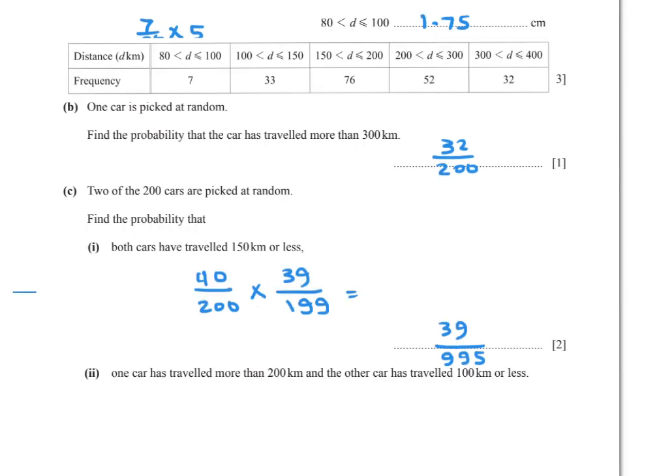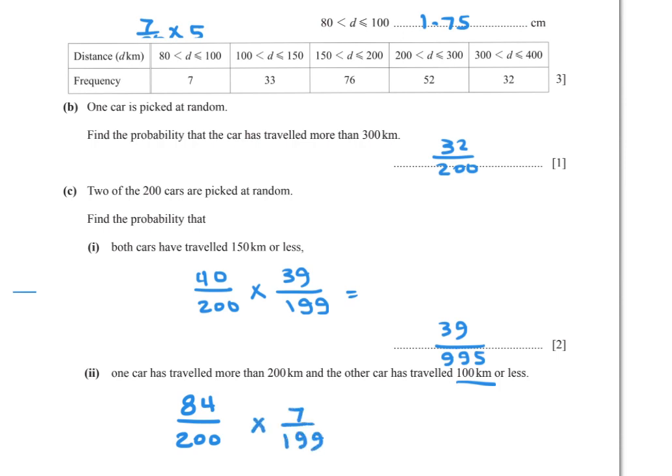Part D, number one. Find the probability that one car has traveled more than 200 and the other has traveled 100 or less. So more than 200, we have 52 plus 32, so 84 in all. So 84 over 200. This is for the car that traveled more than 200. And the other one traveled 100 or less. 100 or less, we have 7. So multiply by 7 over 199.